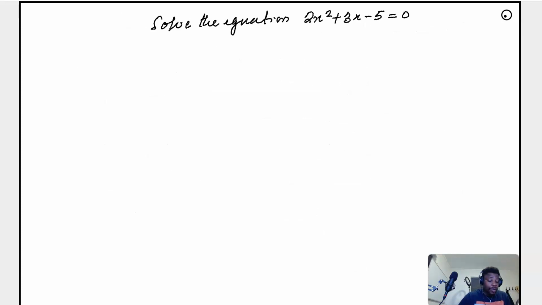Now you are asked to solve this equation. Now remember, I've taught you how to use two methods now, the factorization method and the quadratic formula method. Some people love the factorization method because it is faster to them, while some love the quadratic formula because it is faster to them. But the purpose of this question is to show you when to use the factorization method.